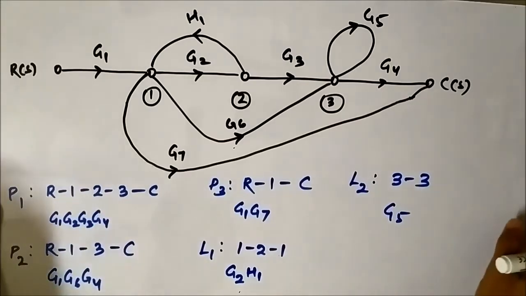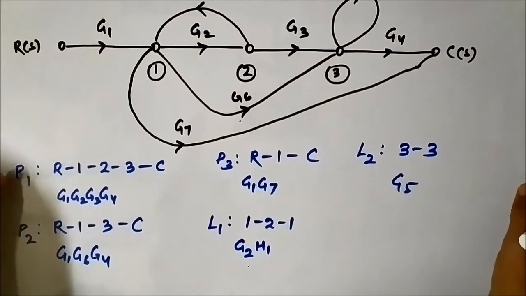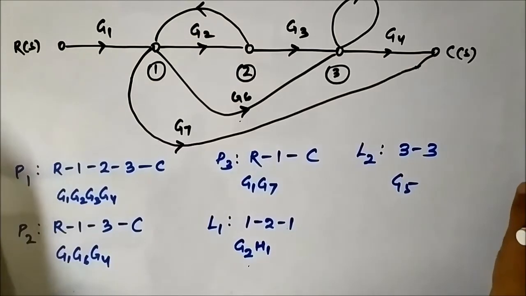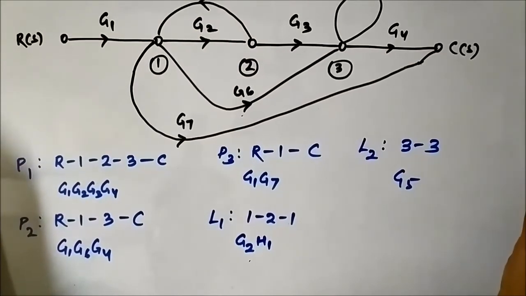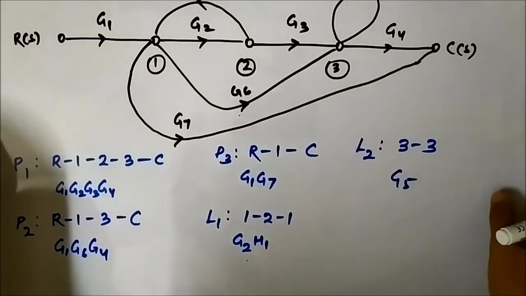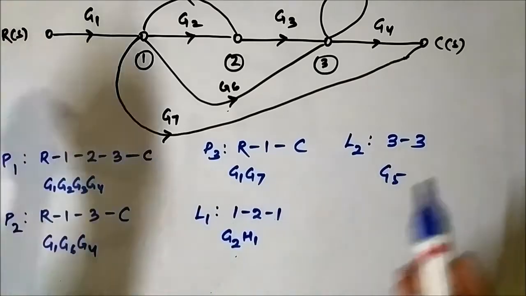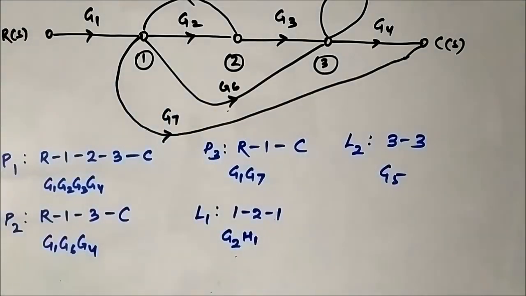Now let us determine the path factors. We have to determine 3 path factors for P1, P2 and P3, and then we have to determine the touching and non-touching loops. Let us first determine the touching and non-touching loops, as there are only 2 loops. Two loops are said to be non-touching if they have no common nodes between them, and if they have common nodes, it means they are touching each other.